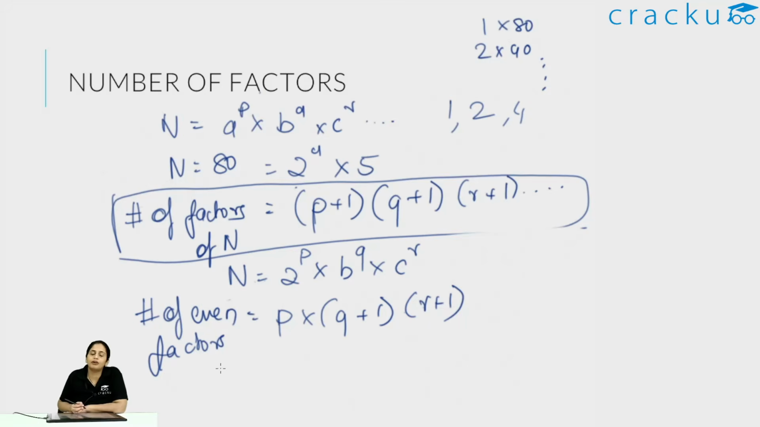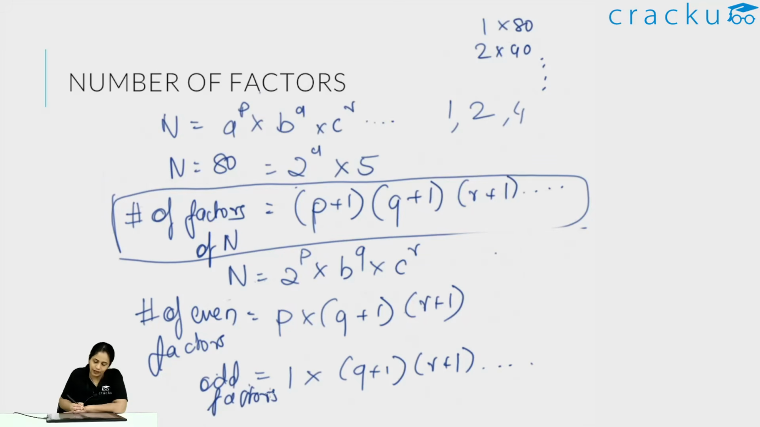This will give you the number of even factors. Similarly, if I have to get the number of odd factors, what would I do? I'd say that I can't pick any power of 2 other than 2 raised to 0, which is basically 1. Then you have to consider all the odd factors, which would be the factors of b raised to q into c raised to r into d raised to s, etc. And so on. So that would be basically 1 into q plus 1 into r plus 1 and so on. Basically here the only power of 2 that you are picking is 2 raised to 0, that is not an even power. So this is the number of odd factors.